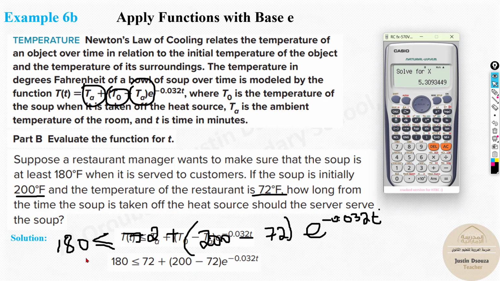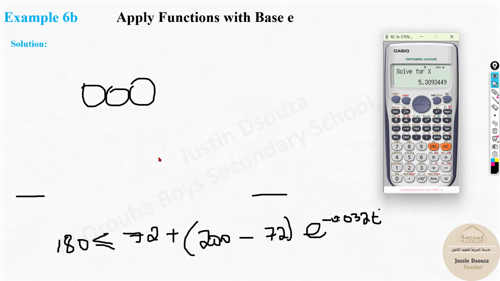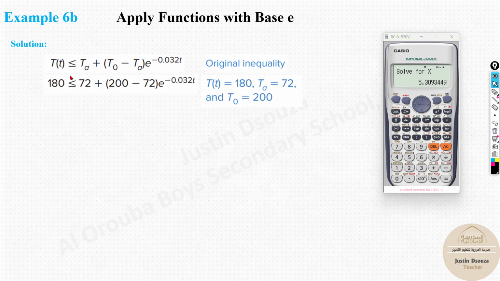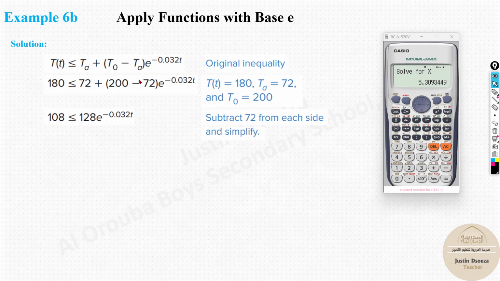Okay, this is the equation. I hope this is clear, the equation as we have written. So this was the given question equation, only that the inequality is there, and now let's solve. How do you solve? Solve whatever can be solved, that is, take the 72 to the other side. 180 minus 72 is 108. 200 minus 72 is 128. E to the power negative 0.032 t.